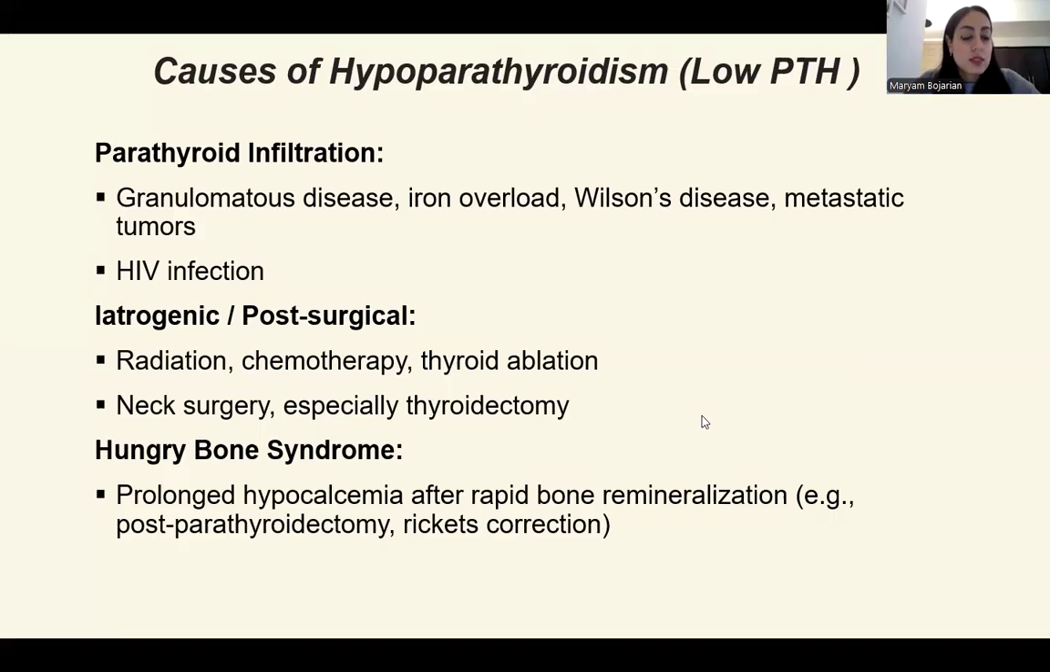And hungry bone syndrome, especially after surgery for severe primary hyperparathyroidism, we can see hypocalcemia because of rapid bone mineralization, and also hypoparathyroidism, which both can cause hypocalcemia, which actually is very severe.